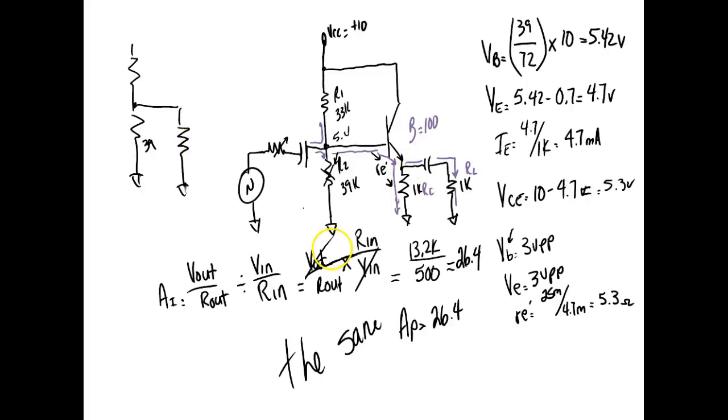We're talking about DC bias. We're not talking about AC. It sees this guy as times beta. The beta is 100, so it sees this as 100K.